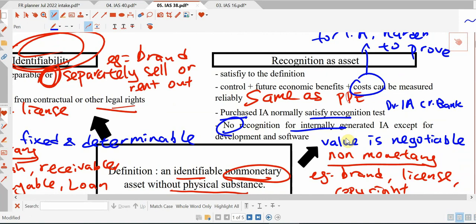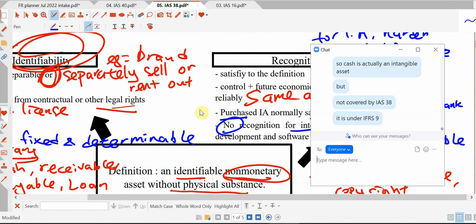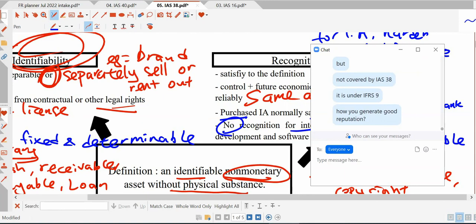Okay. Now, let me ask you a question. How do you generate good reputation? Can you give me an example, please? How do you generate good reputation? What can you do to make yourself popular? What good relationship with customer?